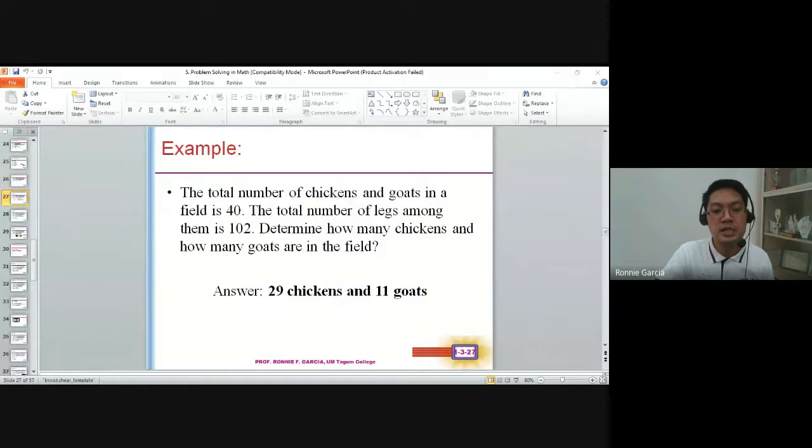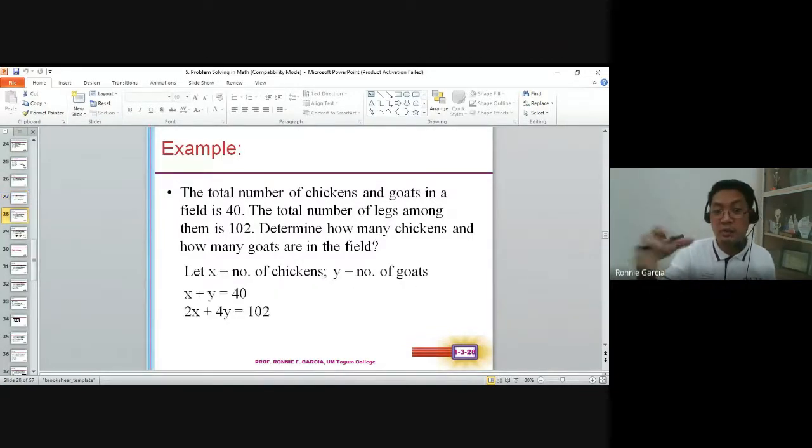So there are no other combinations of answers. 29 chickens and 11 goats. This is now the solution. You can actually guess and combine as long as the total is 40, but it takes long. If we apply algebra again, then we can get the correct answer.